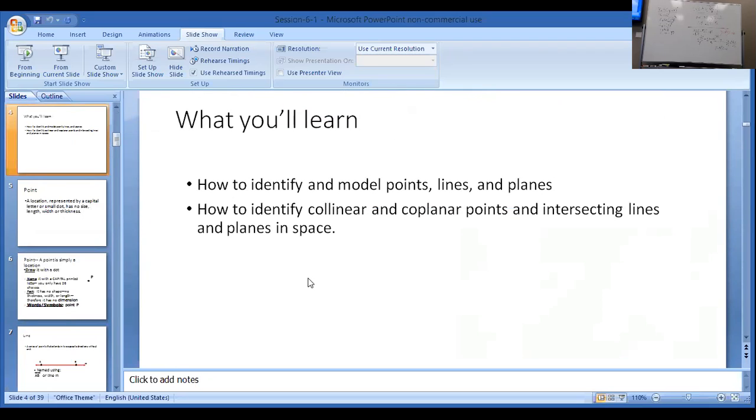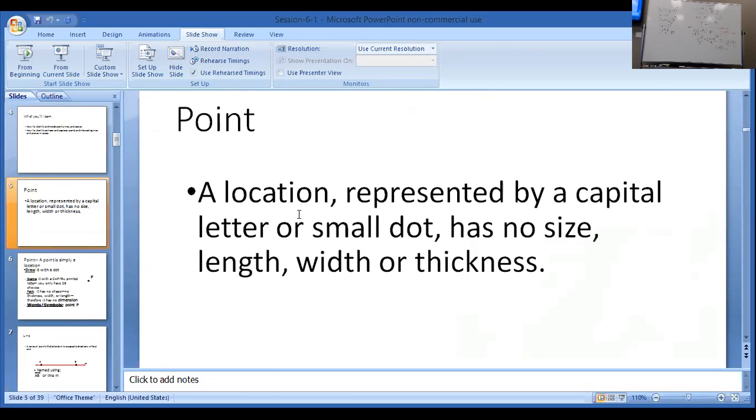What we are going to learn is how to identify and model points, lines, and planes, and how to identify collinear and coplanar points and intersecting lines and planes in space. A point is just like a dot, a location represented by a capital letter or a small dot. It has no size, no length, no width or thickness.